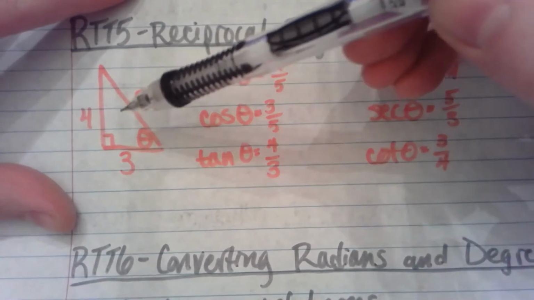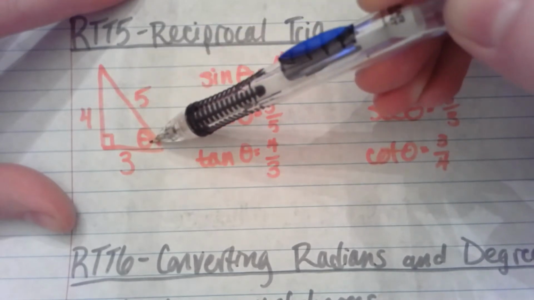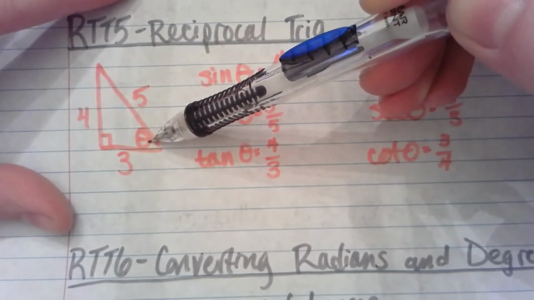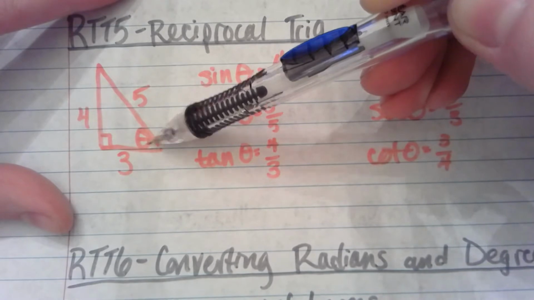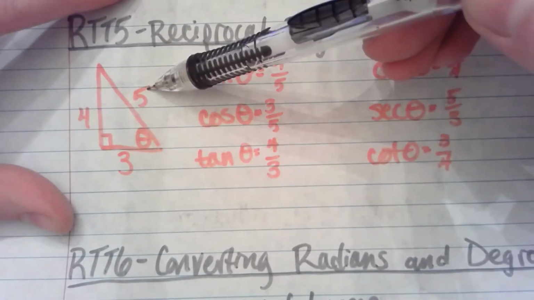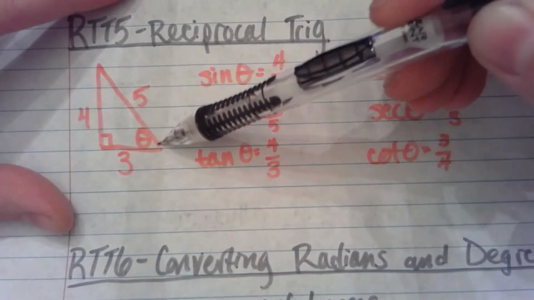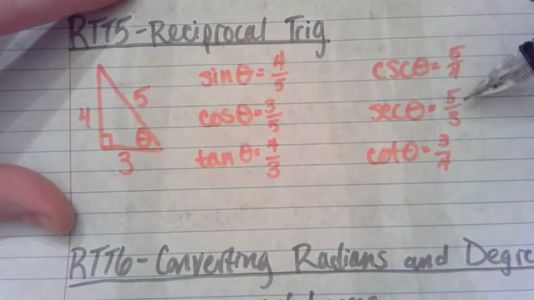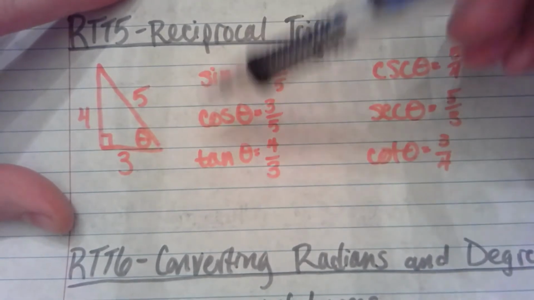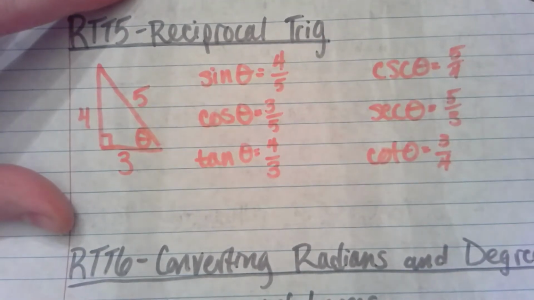So if we had a picture where they gave us all 3 sides and then gave us a reference angle, all we would have to do after that is solve for the proportions. Sine would be the opposite over the hypotenuse, and then cosecant is the flip of that, or the reciprocal of that ratio. Cosine is the adjacent over the hypotenuse, and then secant's the reciprocal of that. Tangent is the opposite over the adjacent, and then cotangent's the reciprocal of that.